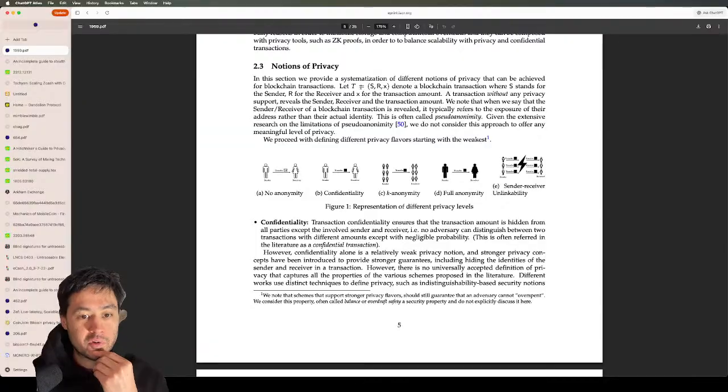All right, in the section on privacy, a systemization of different notions of privacy that can be achieved for blockchain transactions. SRX. S is the sender, R the recipient, X the transaction amount. A transaction without any privacy support reveals the sender, receiver, and the transaction amount. We note that when we say that the sender or receiver of a blockchain transaction is revealed, it refers to the exposure of their address rather than their actual identity. This is pseudo-anonymity. So that's Bitcoin.